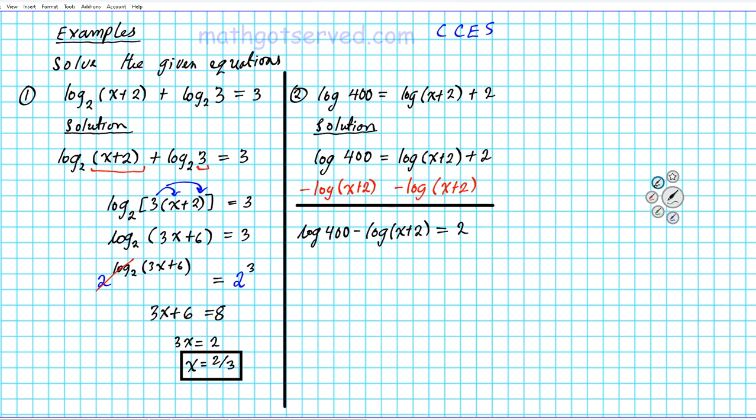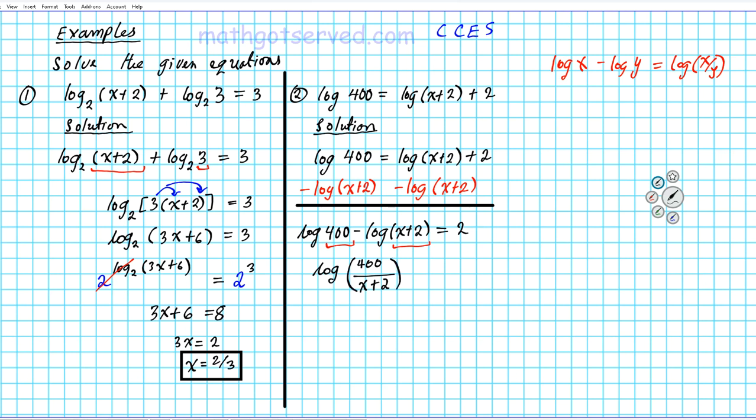We're now going to condense. So we have a difference here. So we're going to be using the quotient property. So we know log of x minus log of y. Subtraction of logs is the quotient, in the real world, log of x over y. So let's apply that here. We're going to be looking at the quotient of 400 and the quantity x plus 2. So when we condense it, we have log of 400 divided by x plus 2.